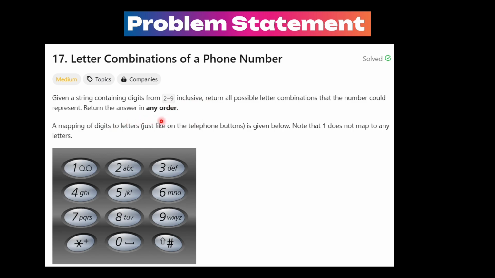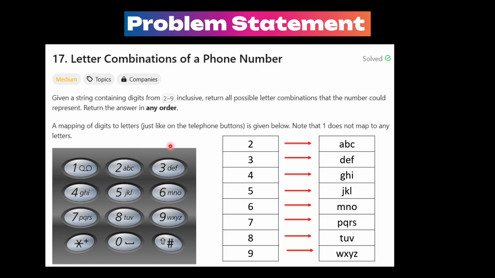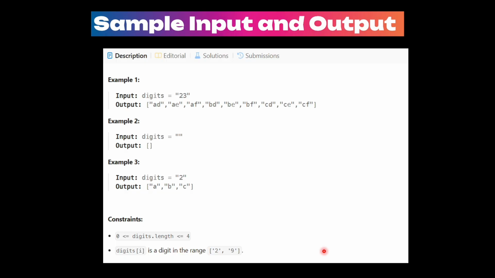So each digit from 2 to 9 maps to a set of letters similar to old mobile keypads, as shown in the image. The mapping follows as 2 maps to ABC, 3 maps to DEF, and 4 maps to GHI, 5 to JKL, and 6 to MNO, and 7 to PQRS, and 8 maps to TUV, and finally 9 maps to WXYZ.